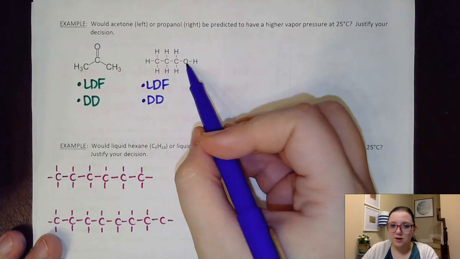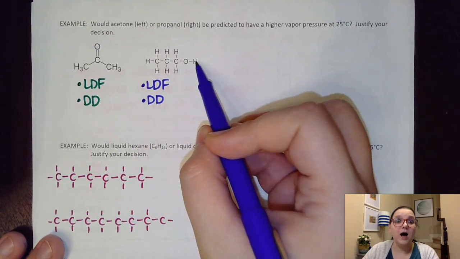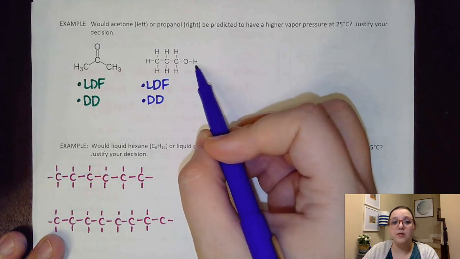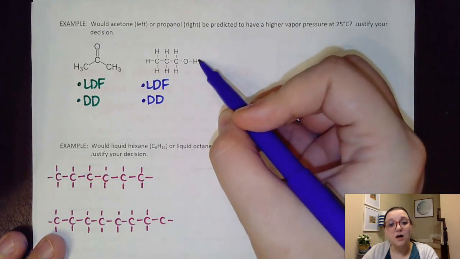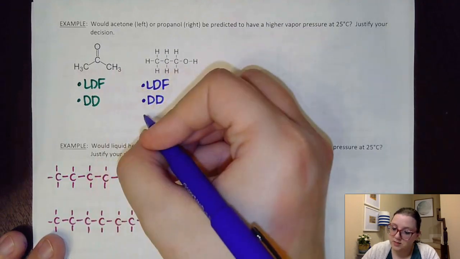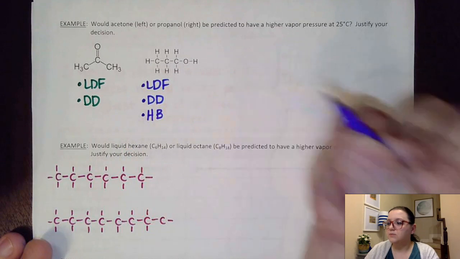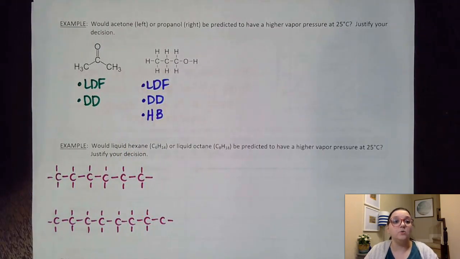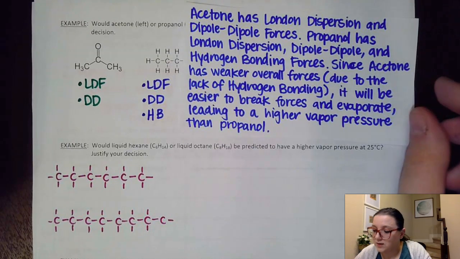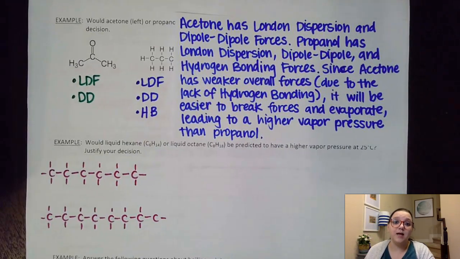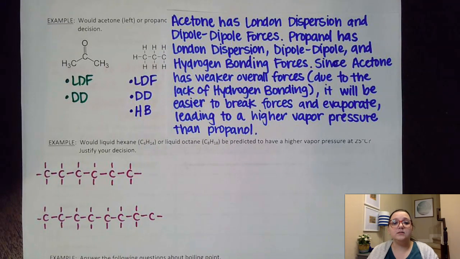And then I see I do have oxygen bonded to hydrogen. I have our special bond in here that would end up creating intermolecular forces of hydrogen bonding with other molecules. So this one does have hydrogen bonding. So a very similar situation to what we saw earlier with the acetone and the water. So if I was predicting here which would have a higher vapor pressure, here's the kind of thing I might say in an FRQ answer. First off, I would mention both the types of intermolecular forces that we have present. Acetone has London dispersion forces and dipole-dipole forces. Our propanol has London dispersion, dipole-dipole, and hydrogen bonding forces.